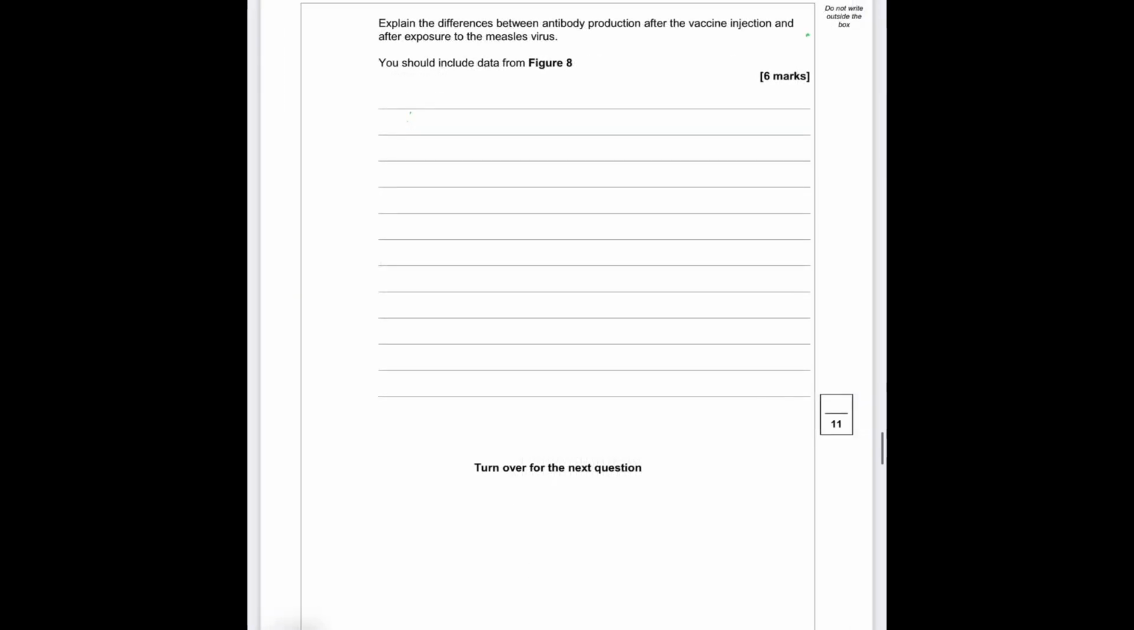Now, in this question, we are being asked to explain the differences between antibody production after the vaccine injection and after exposure to the measles virus. And we're using figure 8 to help us. Now, when we look at the graph in figure 8, we can see that after the vaccine, there's a small increase in the number of antibodies, the concentration of antibodies in the person's body. However, when there's exposure to the virus, due to the memory the white blood cells have of this particular pathogen, the antibodies will be produced in much larger numbers and much more quickly.